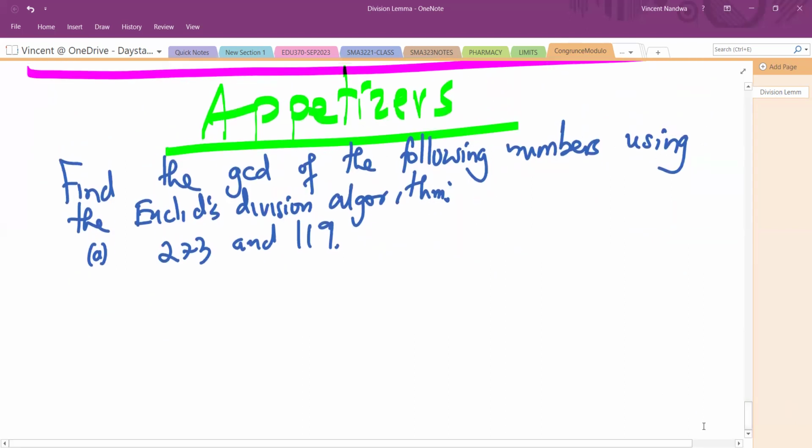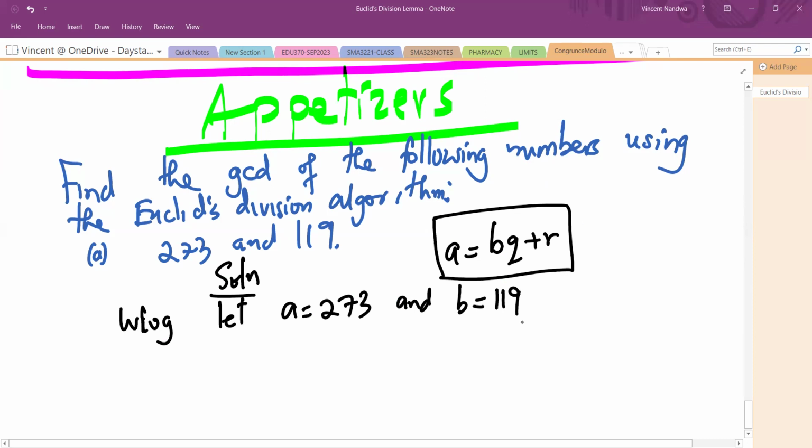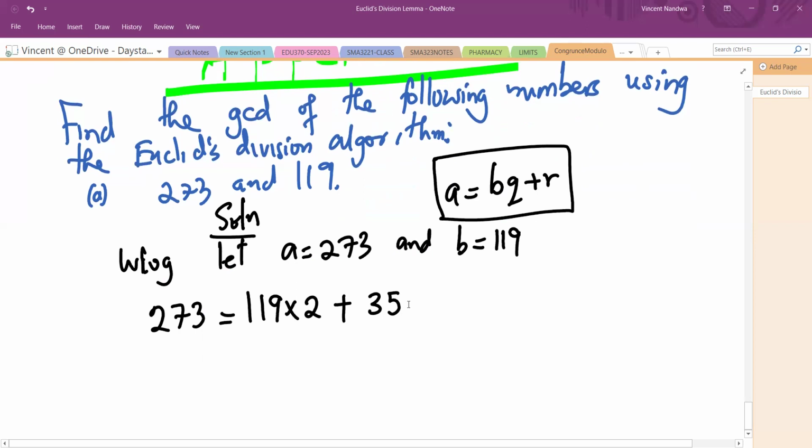So remember that we need to write this as A equals BQ plus R, then repeatedly apply this division lemma up to the point R will be 0. And so the GCD will be the previous non-zero value of R. The solution, without loss of generality, let A be 273 and B be 119. So 273 will be given by 119 times 2 plus 35. You should check that 119 times 2 is the closest multiple of 119 less than or equal to 273. We can call this equation 1.